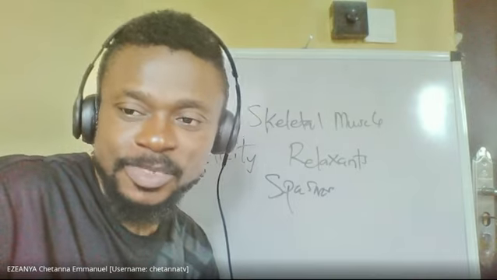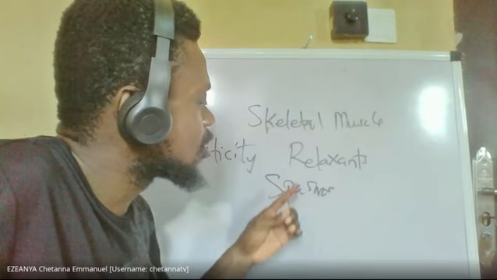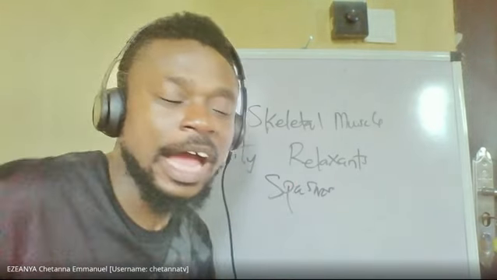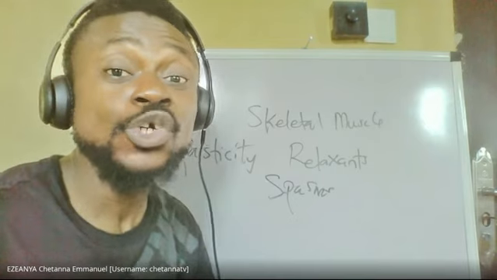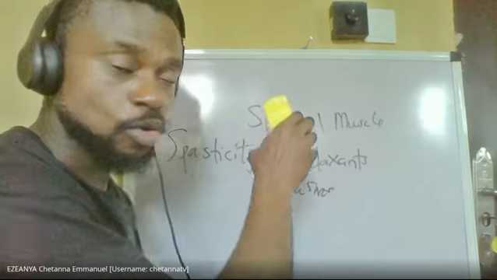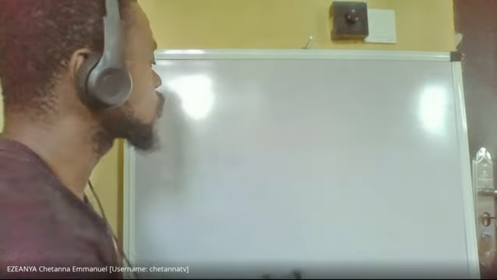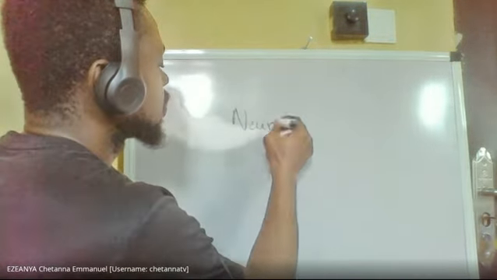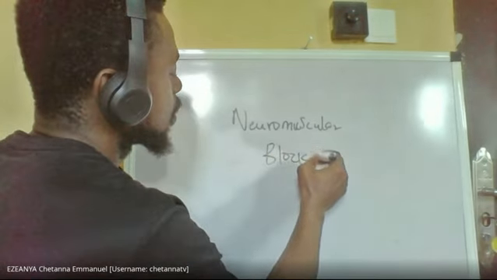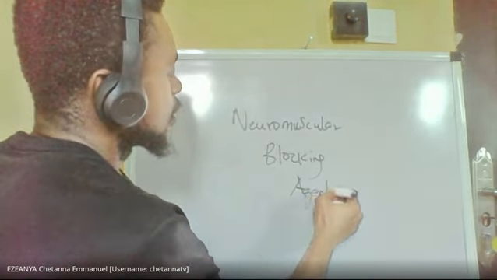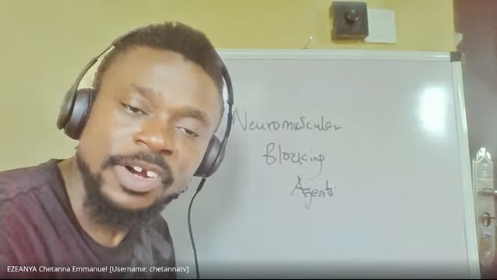Okay. So let's look at the first under this skeletal muscle relaxant. The first group I want us to talk about, the first subclass, is neuromuscular blocking agents. So from the name, you know what happens.